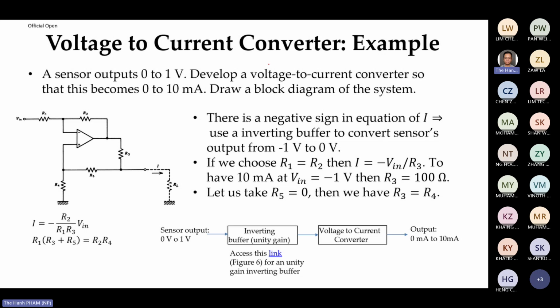Now you have a sensor. This sensor provides a voltage from 0 to 1 volt. Now you have to design a V to I converter so that the current you have here is from 0 milliampere to 10 milliampere.